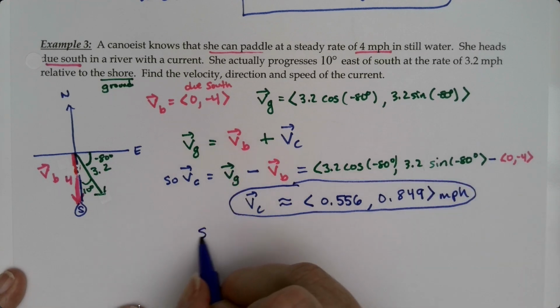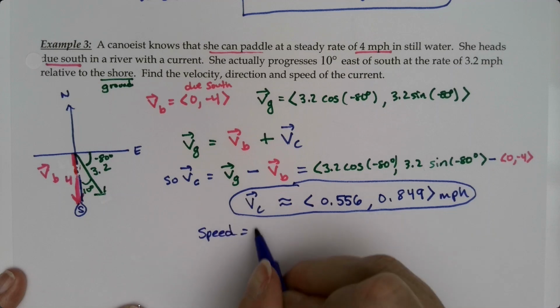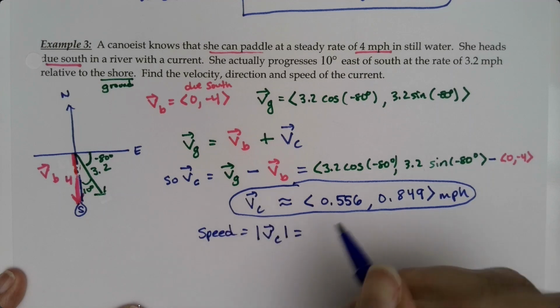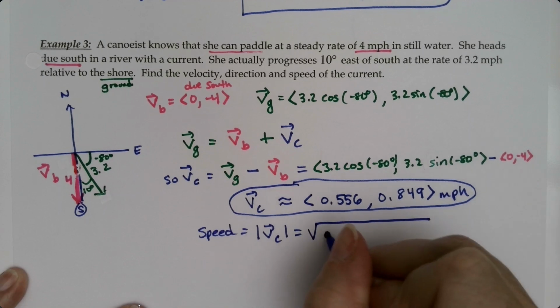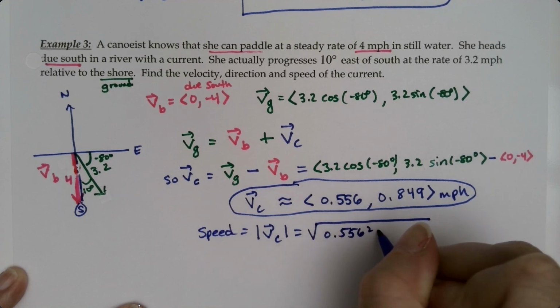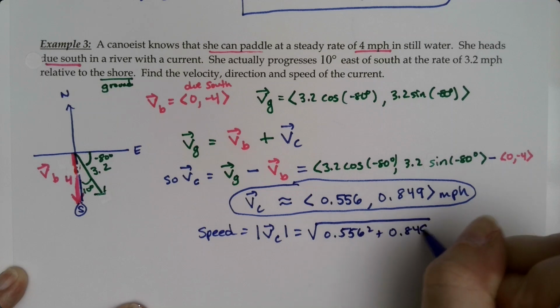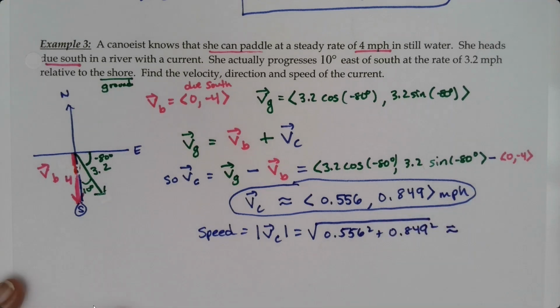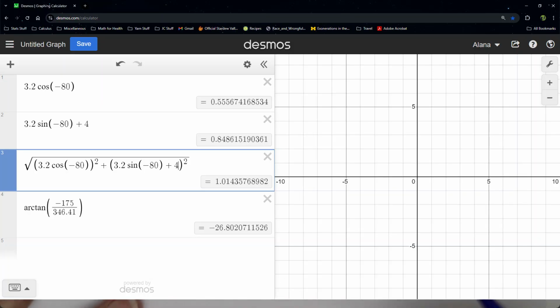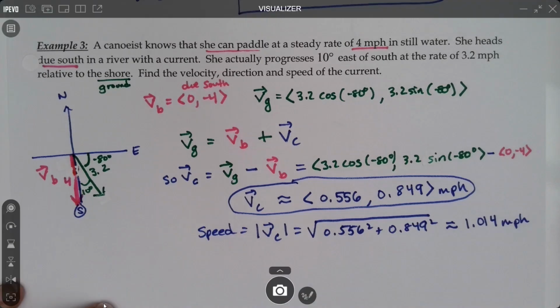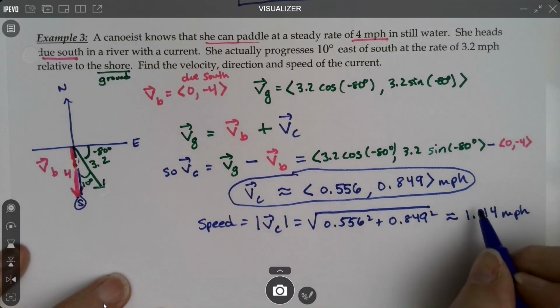They also want speed, which I just found. That's the magnitude of that velocity, which is the square root of 0.556 squared plus 0.849 squared, which got us rather a small number, 1 point something. Let's go back and look at it. So 1.014 miles per hour. Okay, so there's the speed.